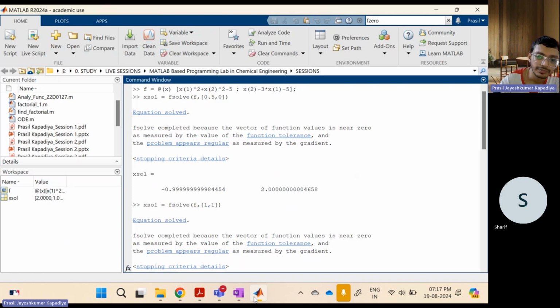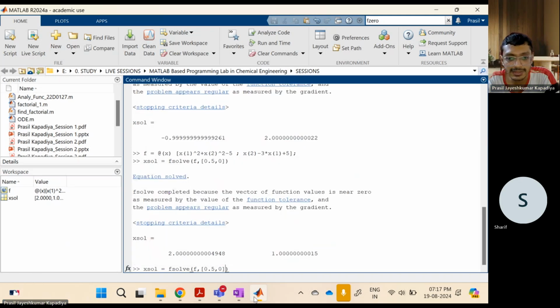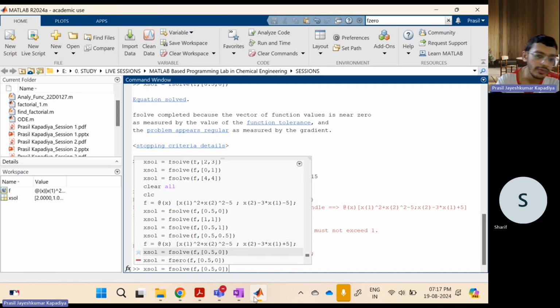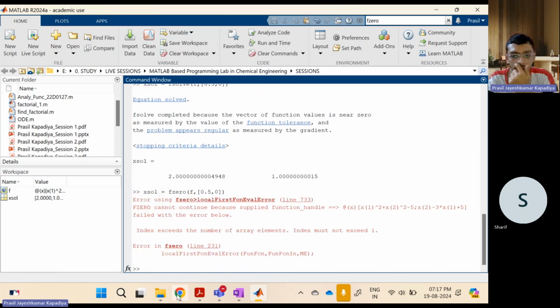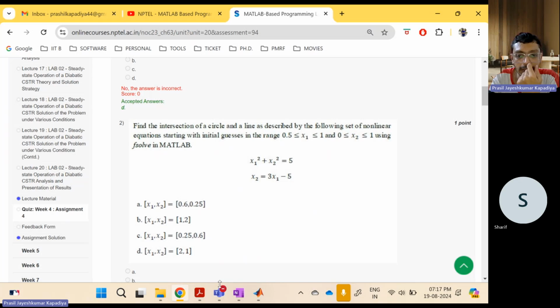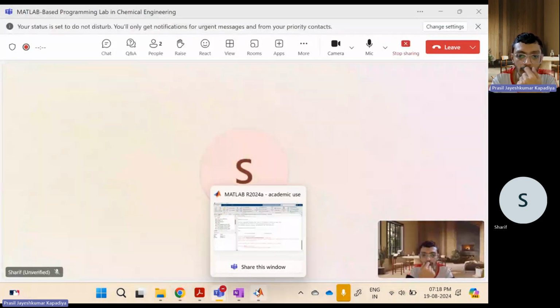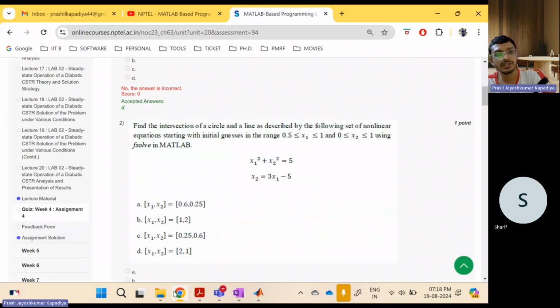Okay. Let's try to see if it is solvable using fzero. I'm not sure if fzero will work or not. No, fzero can't work with multiple functions. Okay. So we need to compulsorily use the fsolve command. So this is how we can solve this equation using the fsolve command. Now let's go to the next equation.